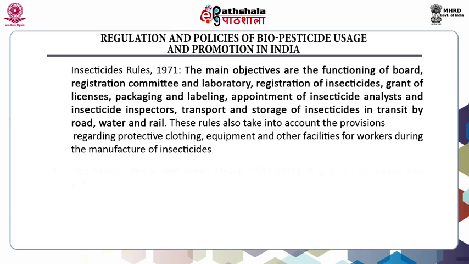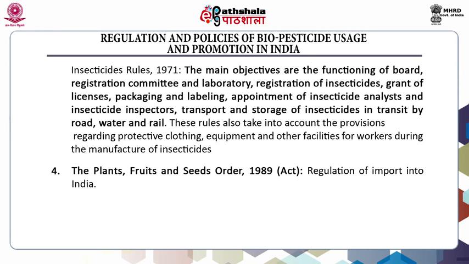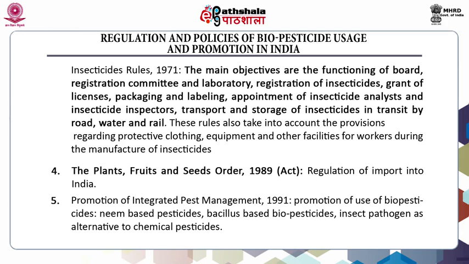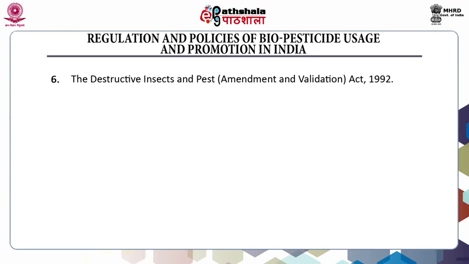of insecticides. Next act is the Plant, Fruits and Seeds Order 1989. It was related to the regulation of import into India. Next act was Promotion of Integrated Pest Management 1991, related to the promotion of use of biopesticides, neem-based pesticides, Bacillus-based biopesticides, insect pathogens as alternatives to chemical pesticides. Next act is the Destructive Insects and Pest Amendment and Validation Act 1992.